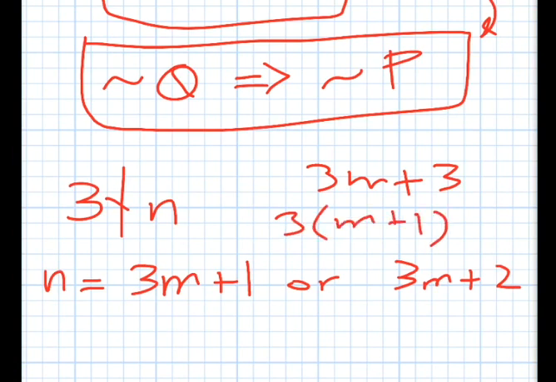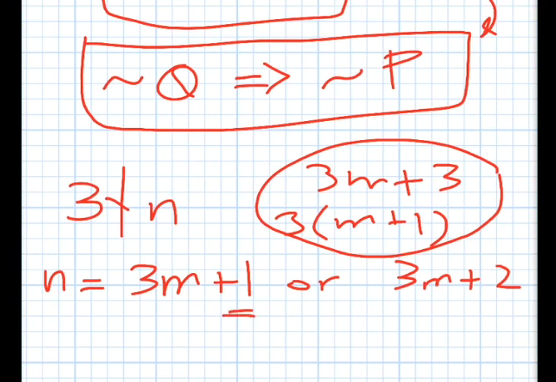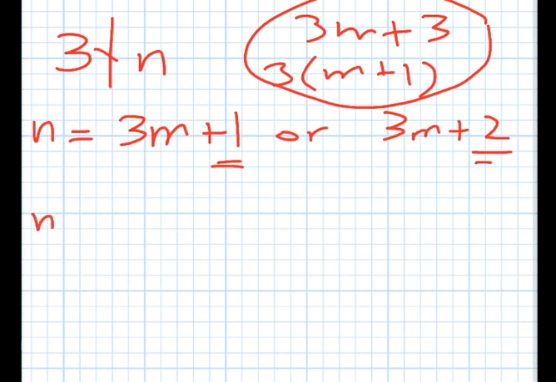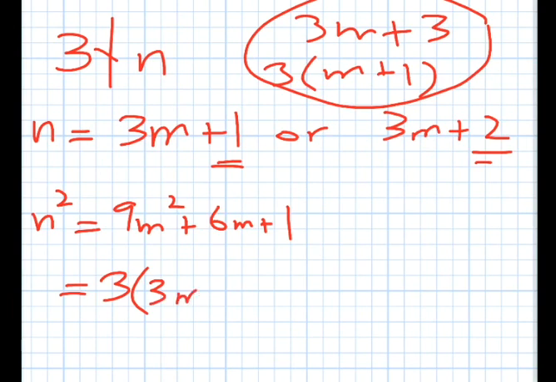Okay, so in other words, if any integer is divided by 3, the remainder is either 0, 1 or 2. Therefore I have a plus 1 or plus 2 here. Now let's take this case. Then I can say n squared is equal to 9m squared plus 6m plus 1. Then I can take 3 out here: 3 times (3m squared plus 2m) plus 1.